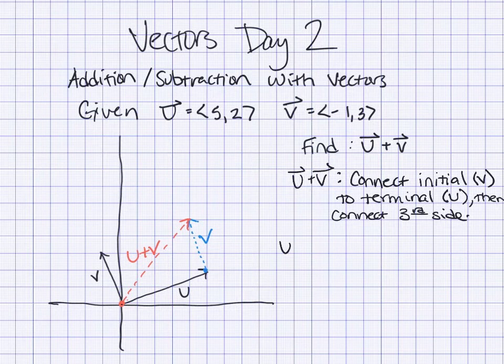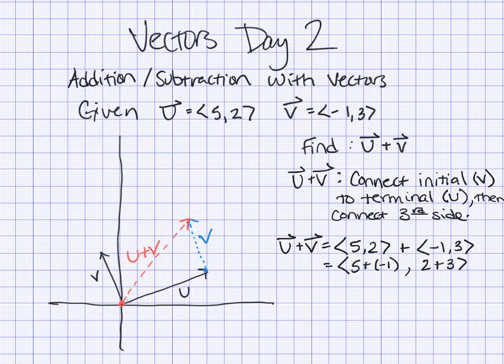I might say that, okay, vector u plus vector v. Let's see, I know vector u is 5, 2. And vector v is negative 1, 3. And now I'm just going to add like parts. So I'm going to say, hey, this is going to be 5 plus negative 1. So I'm adding my x values together. And then 2 plus 3. And I'm adding my y values together. So I get that vector u plus vector v is 4, 5. So that is going to be my x and my y.